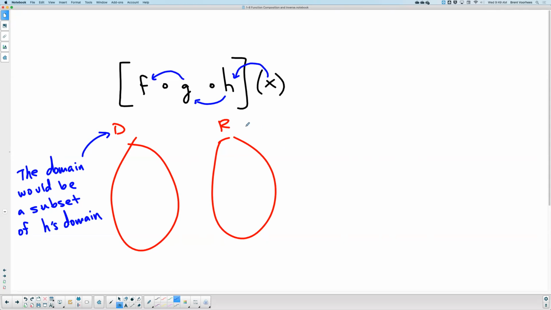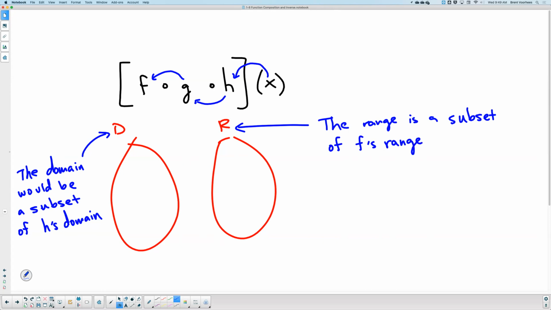And so what would the range be a subset of? If you need to get it so you remember it, then yes. Pause that there for you.